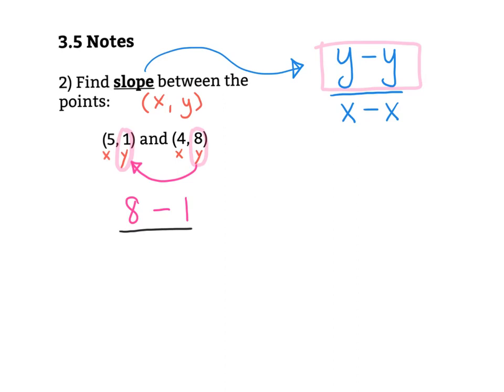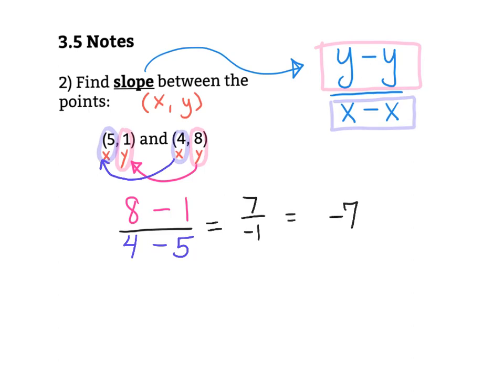Next, I'm going to look at the x values, right? Those are the things that live on the bottom of the fraction. So I've got 4 and 5 as the x values. Since I went 8 minus 1 on the top, I have to go in the same direction on the bottom, 4 minus 5. Once I have this all set up, now I'm just answering. 8 minus 1 is 7. 4 minus 5 is a negative 1. If you'd like to circle this answer, that's fine. Otherwise, 7 divided by a negative 1 is just negative 7.